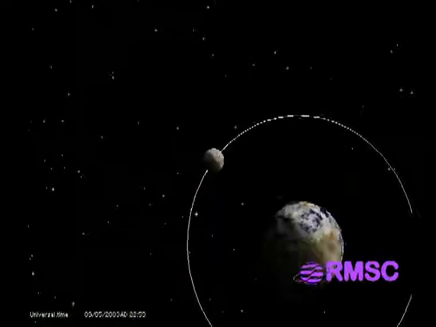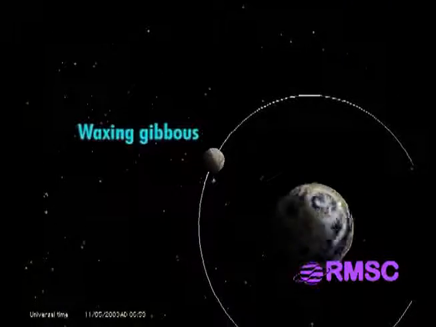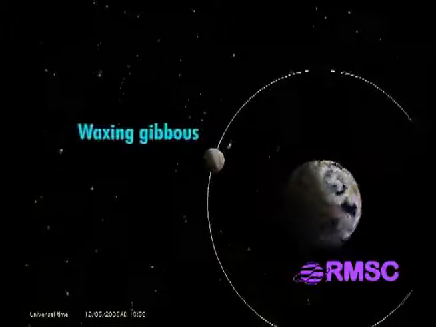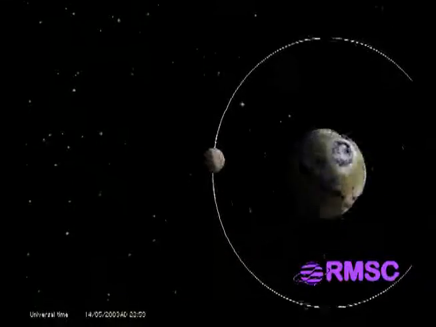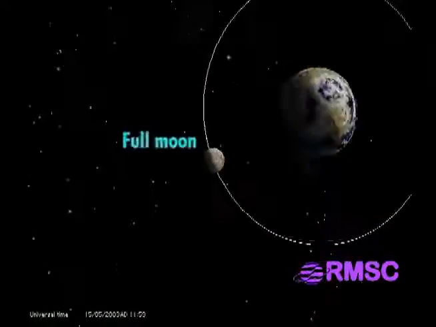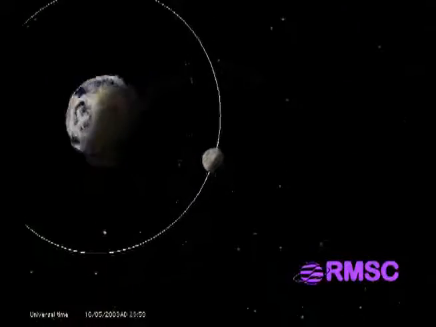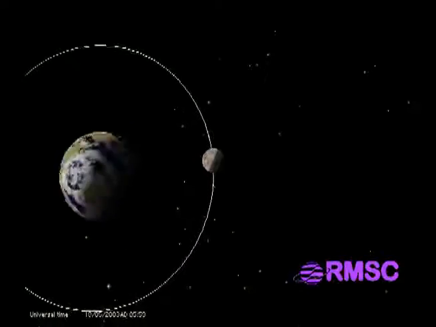Then we have the waxing gibbous moon. What phase comes next? It's full moon, but this full moon is special. Watch carefully. It went through the shadow of the Earth, so we had a lunar eclipse.